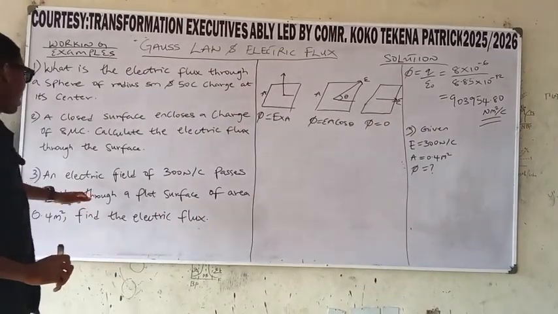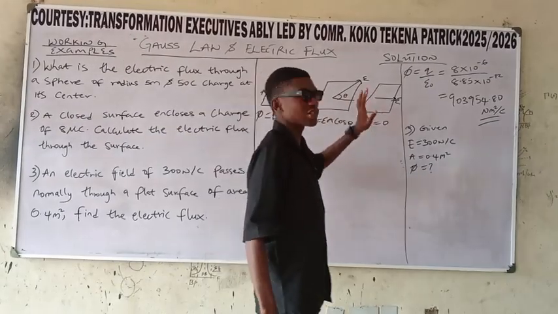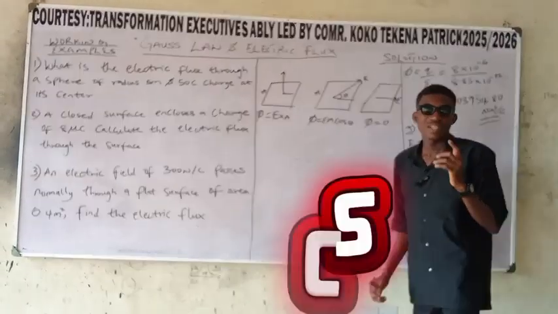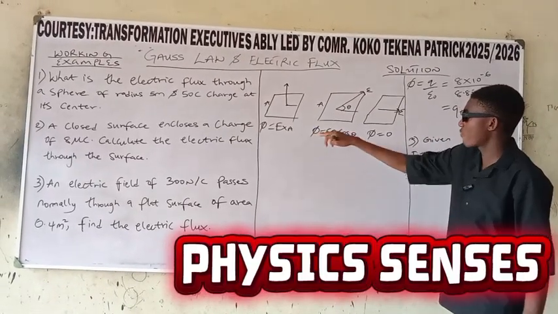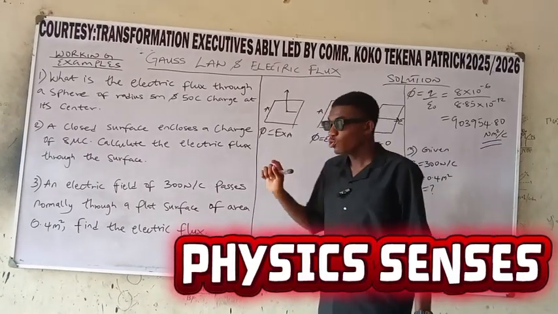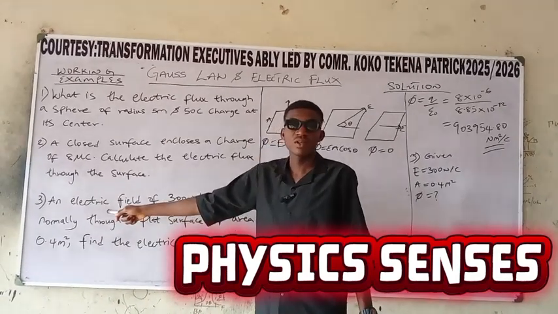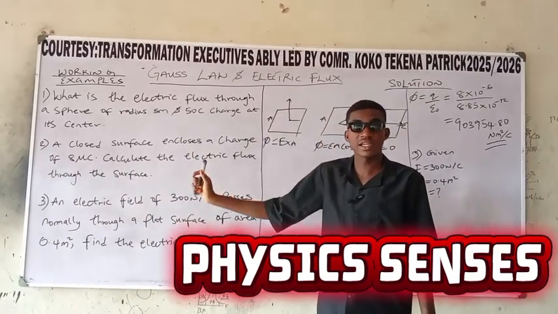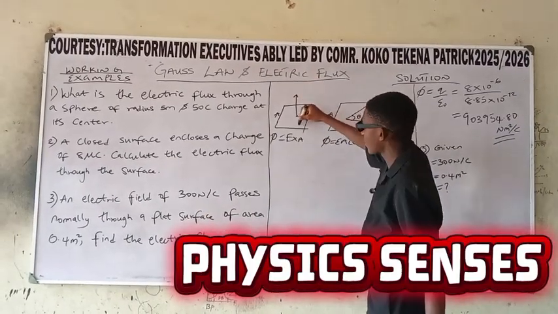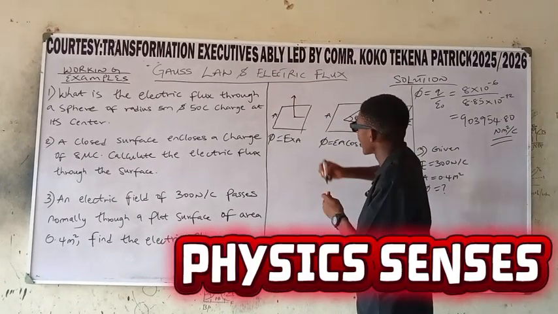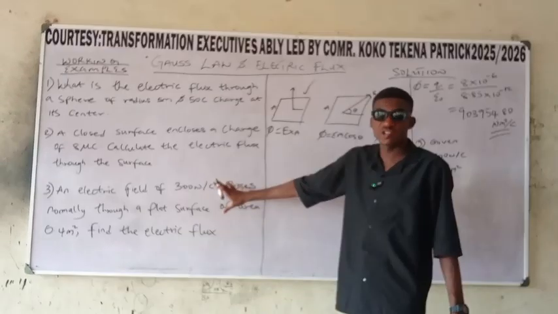So now they said an electric field passes normally through a flat surface. These are all flat surfaces. So now it's time to use our physics senses again to know the particular formula to use. Let's look for the keyword. They said it passes normally. Normally is another word for perpendicularly in physics. So what does that mean? The electric field passes perpendicularly through the surface, so case 1 is what number 3 is talking about.